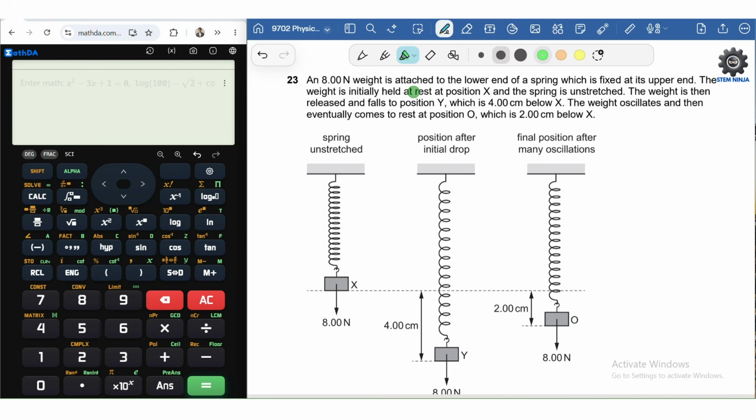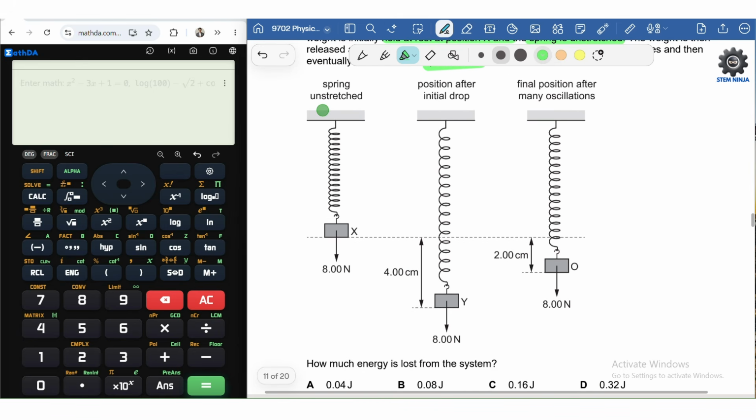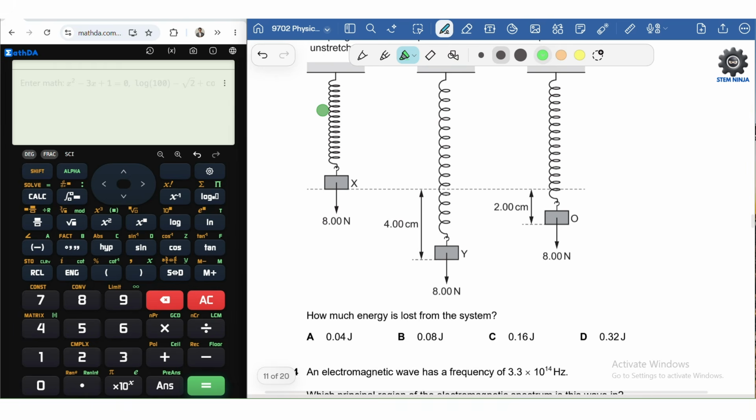An 8 Newton weight is attached to the lower end of a spring, which is fixed at its upper end. The weight is initially held at rest at position X, and the spring is unstretched. The weight is then released and falls to position Y, which is 4 centimeter below X. The weight oscillates and then comes to rest at position O, which is 2 centimeter below X. How much energy is lost from the system?